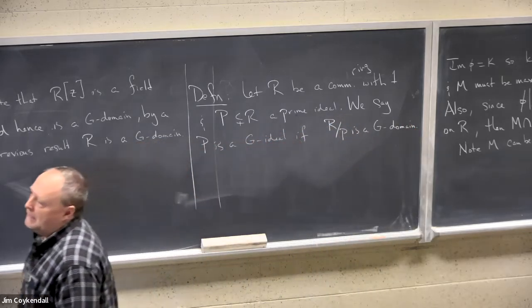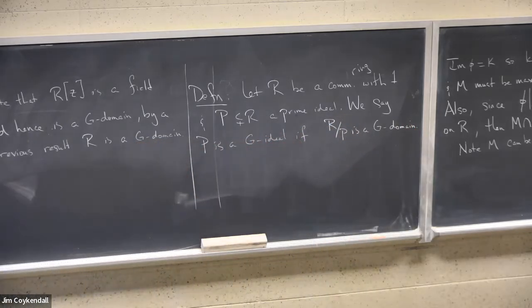The idea behind the G ideal is it allows us to expand the scope of what we're looking at, right? Because you might have a domain R that's not a G domain, but it might be the case that R mod P is a G domain. And if that's the case, then we call the prime ideal a G ideal.